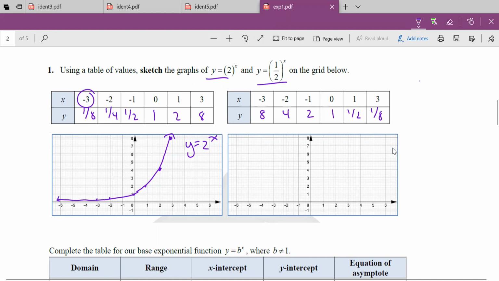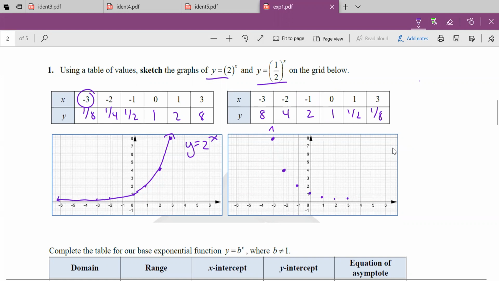Okay, I'm going to draw the other one, 1/2 to the x. Well, what I'm wondering is, did you notice that these are mirrors of each other? They are horizontal reflections, just like that. And I should just fix up that bottom there.